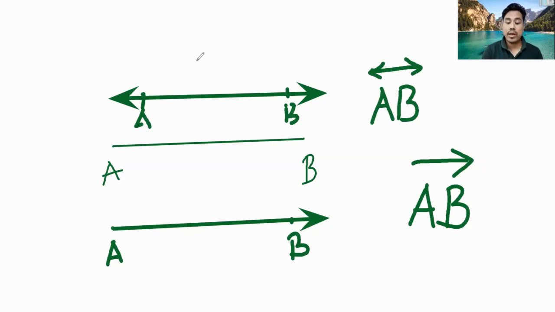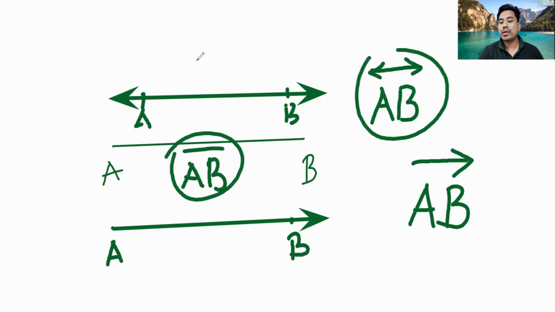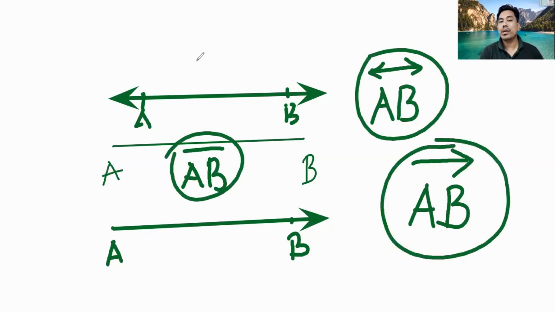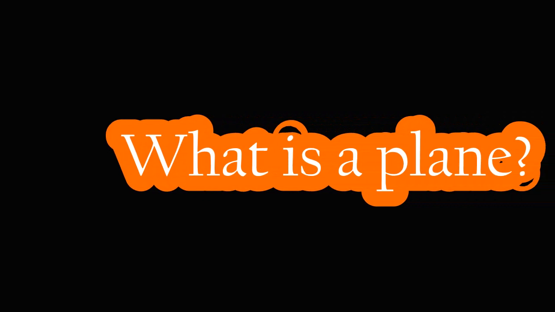In case of a line segment, how do we write? We'll simply give a bar, which indicates that AB is a line segment. In this case, AB will be indicating a line, and in this case, it will be indicating a ray. So it's very, very simple. No need to worry. All right. Now the next one is a plane.